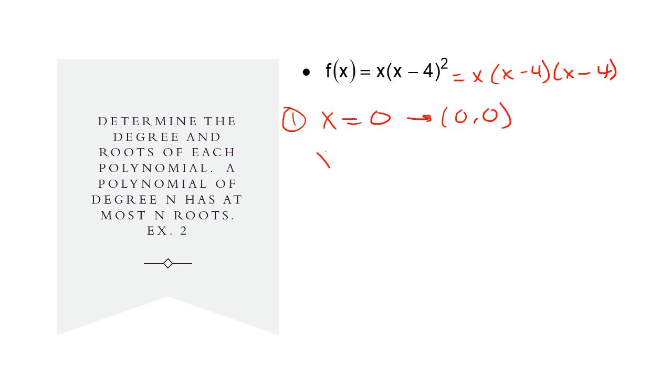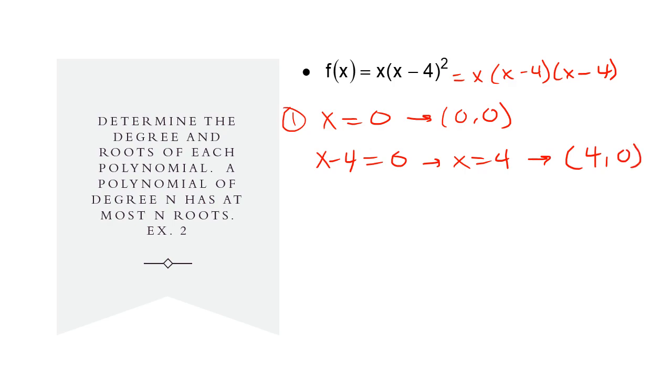Next, we're going to do x minus 4, and we only have to do x minus 4 once. Even though it's repeated, we only do it once. So x minus 4 equals 0 means that x has to equal 4. So we have a root at 4, and therefore we have an x-intercept at (4, 0). Okay?